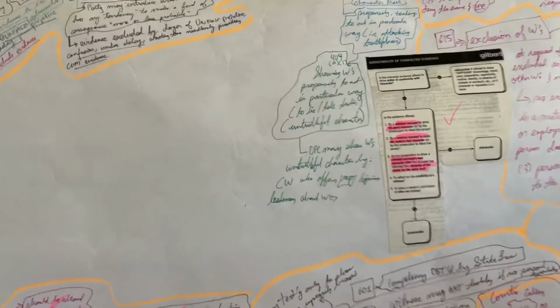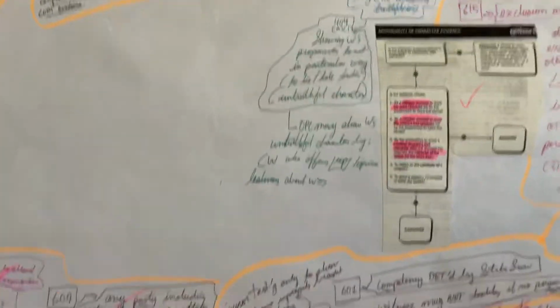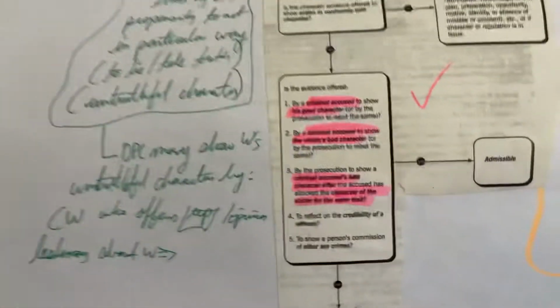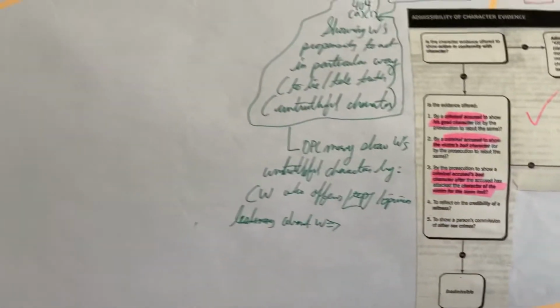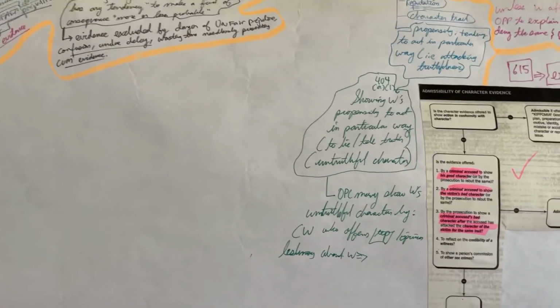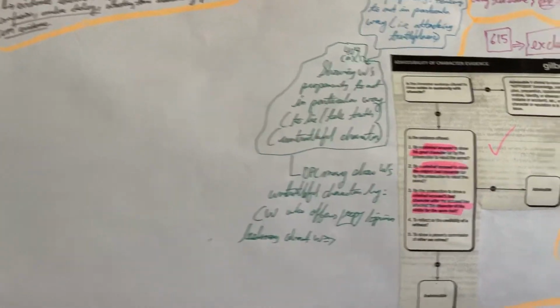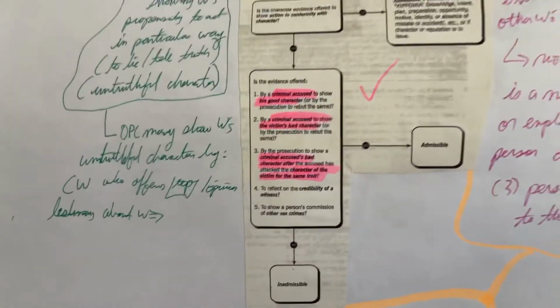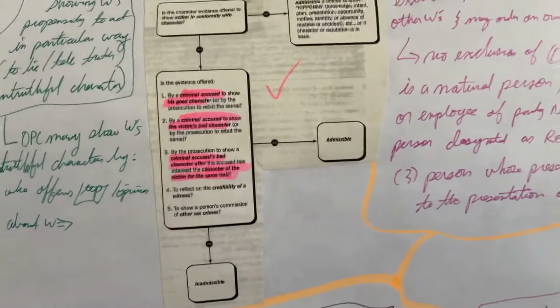Can the state offer reputation evidence on rebuttal? Yes, because the defendant in that case has attacked the victim's character, and the state can rebut, as we have here as another example. But in talking about the victim's character, the defendant has to offer it first, and then the state can rebut.